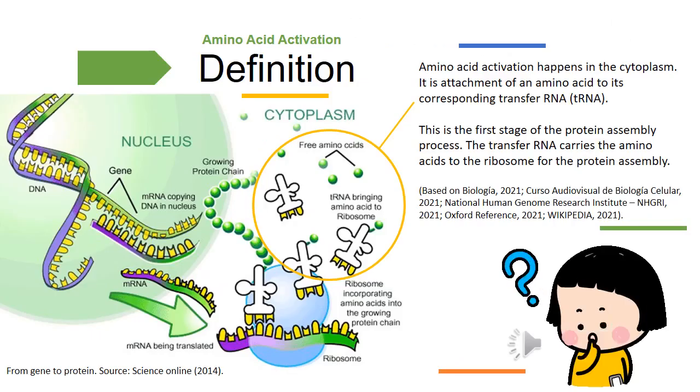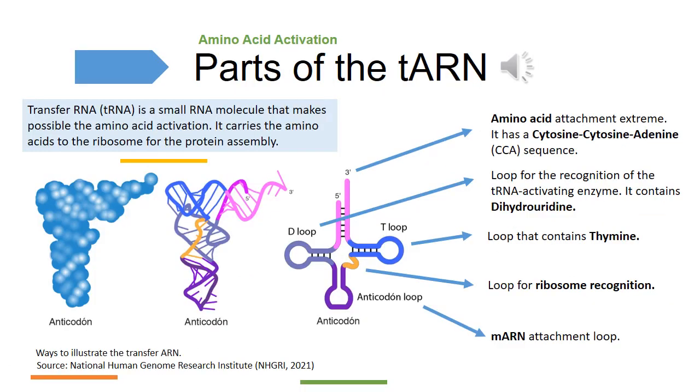Amino acid activation happens in the cytoplasm. It is the attachment of an amino acid to its corresponding transfer RNA, tRNA. This is the first stage of the protein assembly process. The transfer RNA carries the amino acids to the ribosome for the protein assembly.